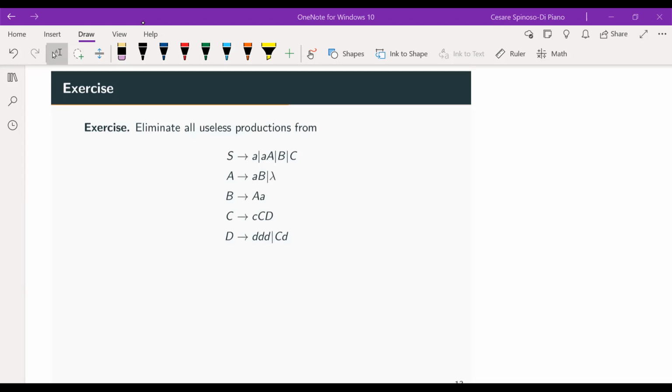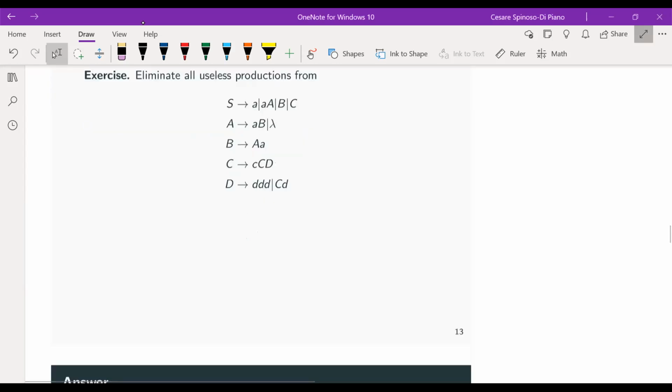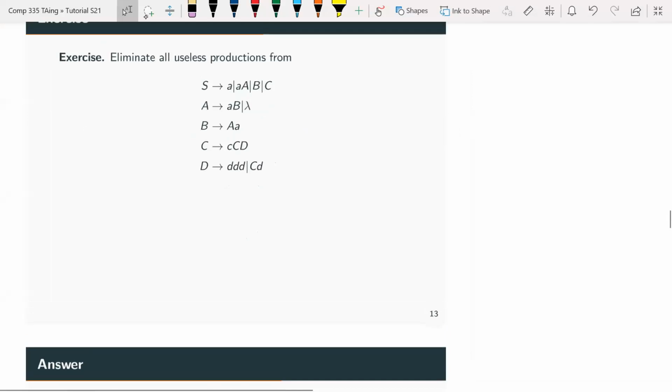All right, so hopefully you had some time to look at it. So here we were asked, given a grammar which contains useless productions, to remove all the useless productions. So what did we say? We said first we wanted to remove non-generating productions. So how do we do that?